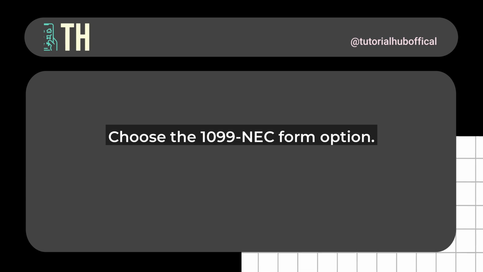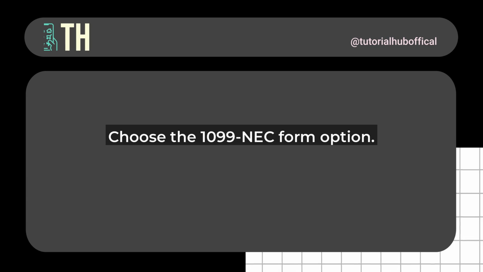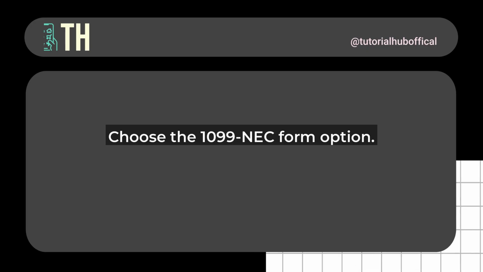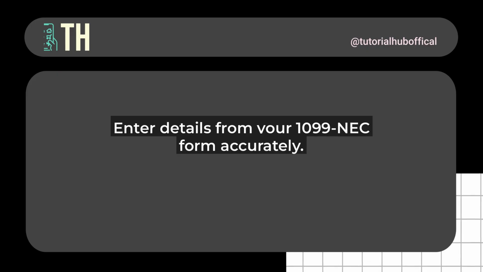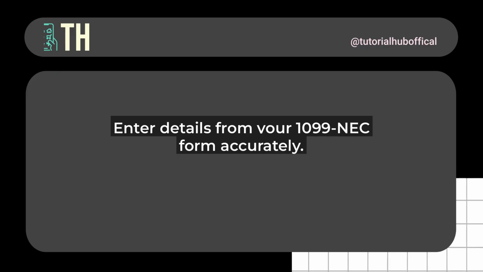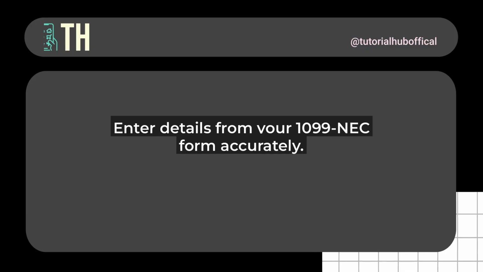When you see the option for Other Common Income, click on that. This is where you'll find the 1099 NEC entry. Now, select 1099 NEC from the list of forms. TurboTax will guide you through entering the details, like the payer's information, your total non-employee compensation, and any federal withholding.